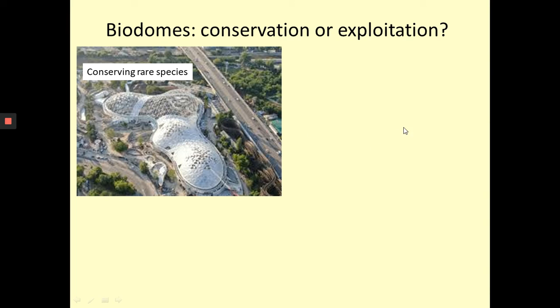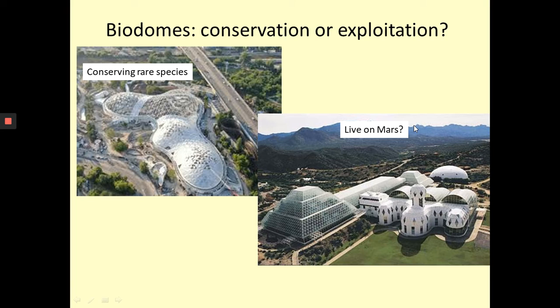But anyway, the other one that is quite common that people look at is this idea of creating biodomes that would allow us to live elsewhere. So like somewhere on Mars. So you've got the contrast there between, well, let's see what's working. Let's try to understand it, conserve it, make it work for us. And well, actually, let's make it work for it in a different way.